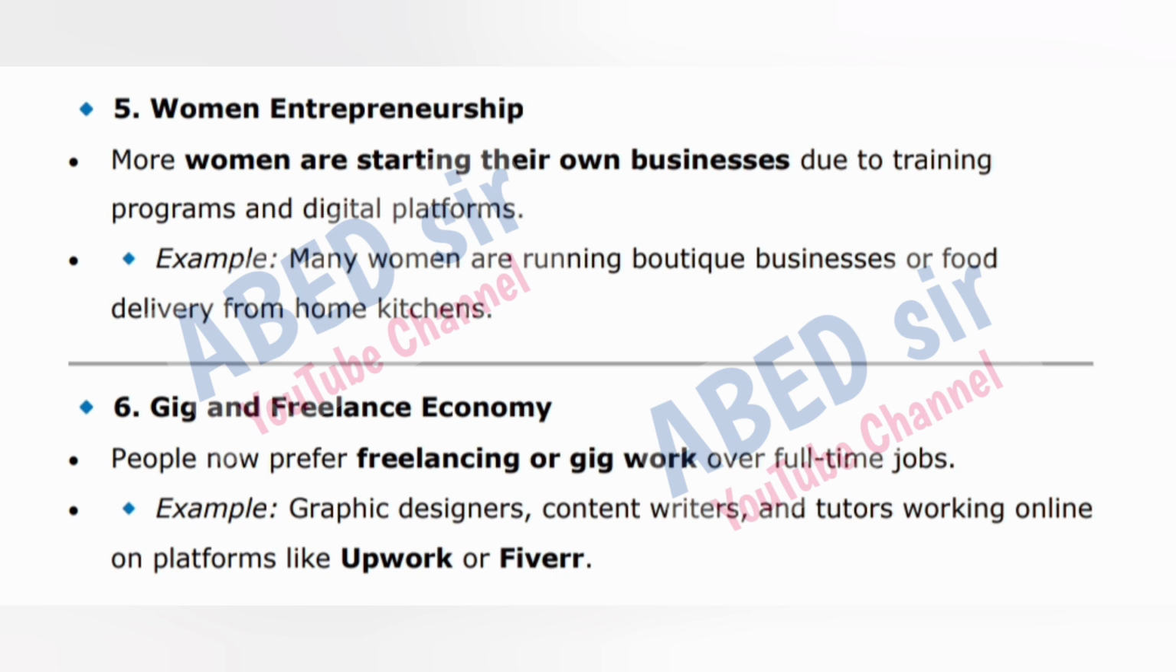6. Gig and freelance economy. People now prefer freelancing or gig work over full-time jobs. Example: graphic designers, content writers, and tutors working online on platforms like Upwork or Fiverr.